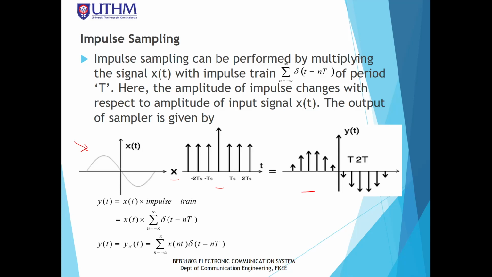So what happens when we do the multiplication? When we multiply the analog input with the impulse train function in the time domain, we produce y delta t like this. You don't need to memorize the equation. The equation is shown here just to show you what happens when we do the multiplication in the time domain.